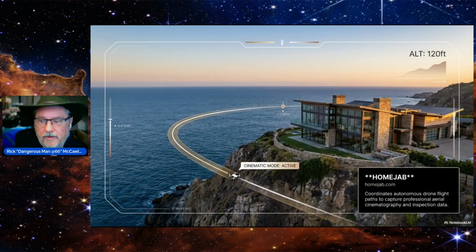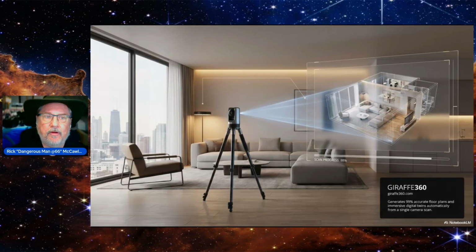So here's the drone. HomeJab coordinates autonomous drone flight paths to capture professional aerial cinematography and inspection. So you can inspect the house with the drone. Holy cow, that's fantastic. So if you want to have proof that there's not a leaky roof or that it's still intact or whatever, use this software, right? So this one you put in the house, and this is Giraffe 360. You put it in the middle of the room, it scans the whole room, it gives you a walkthrough. So you put all these together, it automatically stitches it together.